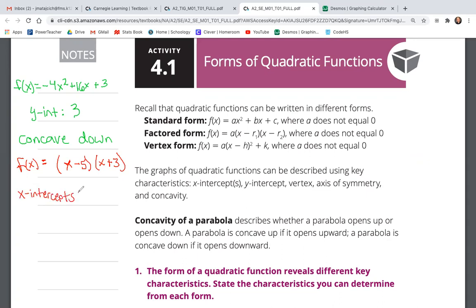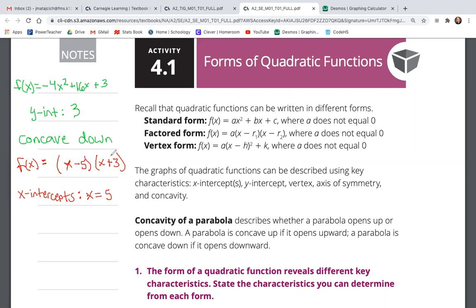X-intercepts have two other names, essentially. They're also known as solutions, and they're also known as zeros. So when you're looking at this first factor here, what x value makes this equal to 0? What x minus 5 equals 0? What x value makes this factor equal to 0? That would be x equals 5, because 5 minus 5 is 0.